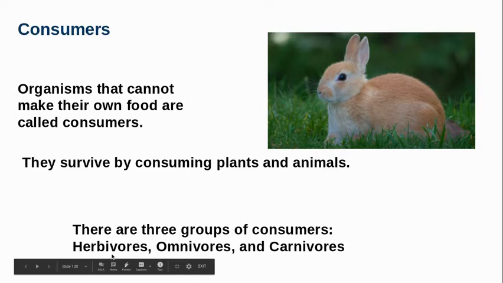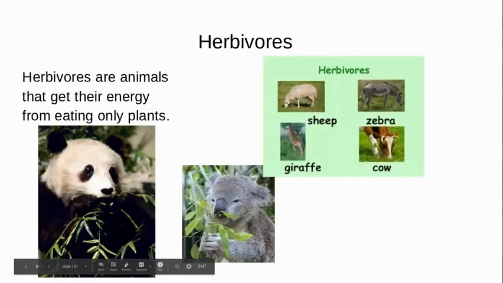What do you think the suffix vor means? It means to eat. V-O-R-E means to eat. All right, let's talk about an herbivore. Let's look at the prefix herb. When you see that prefix, you think of a plant, right? Herbivores eat only plants. So in human terms, we would call that a vegetarian. But in a biological world, we call that an herbivore.